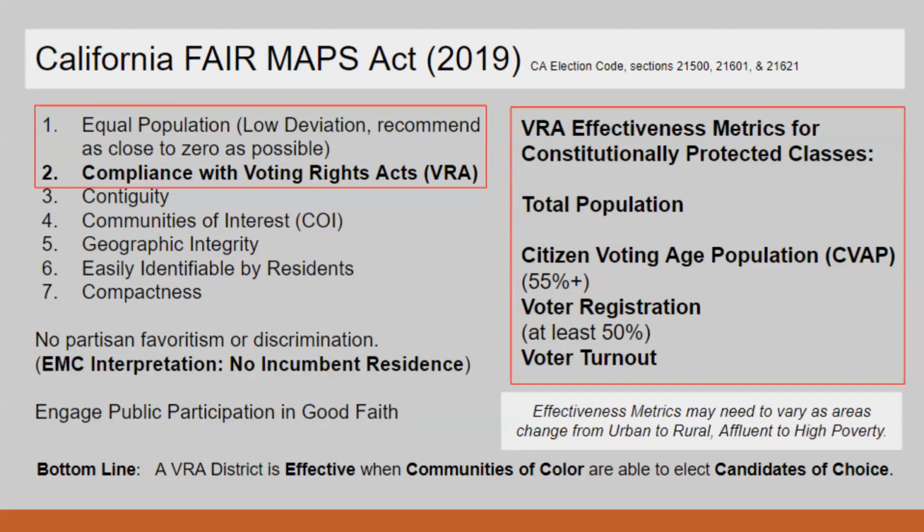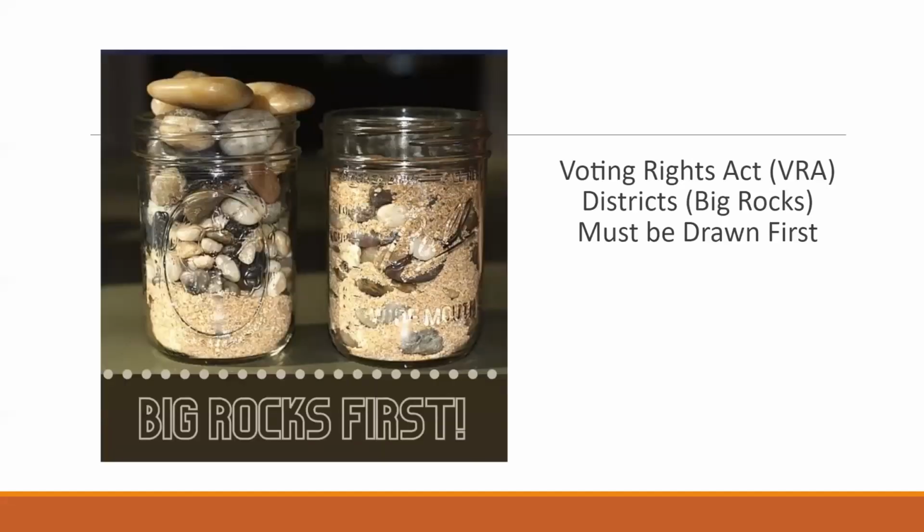We also care very deeply about making sure that the Voting Rights Act is followed. And I'll speak a little bit more later about the extent to which the city of Bakersfield needs to adhere to the Voting Rights Act as well. And then, as Brianna mentioned, other factors as well. We like to think of it like this. The Voting Rights Act and the equal population factors are the big rocks that have to get considered first. And then you can start looking at some of those other factors.